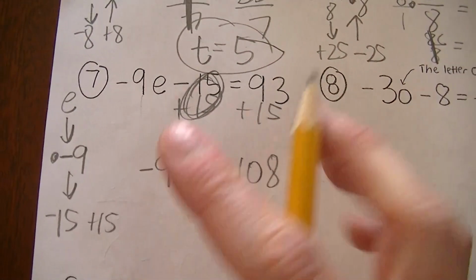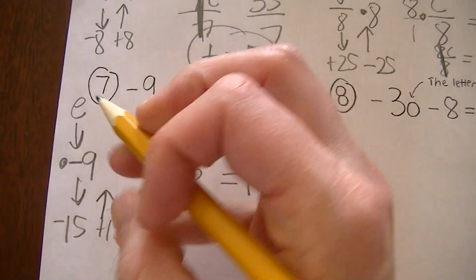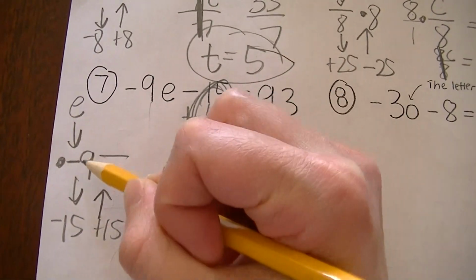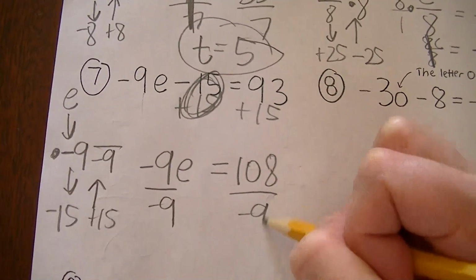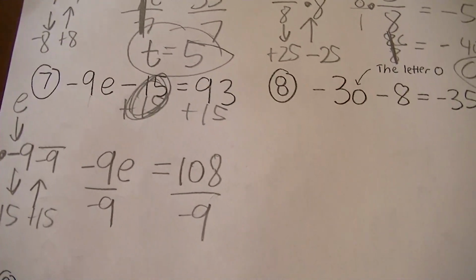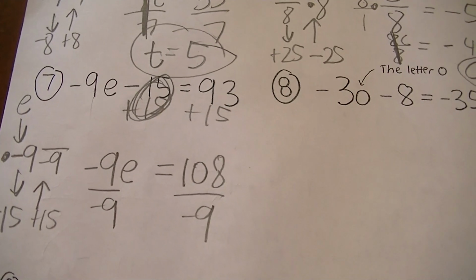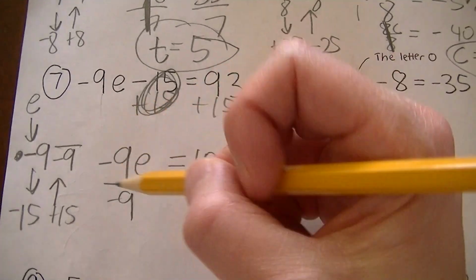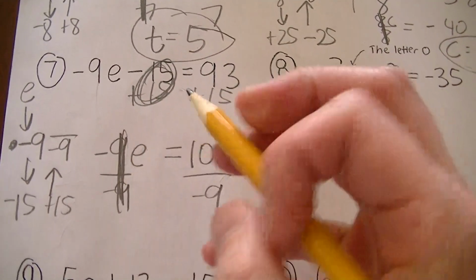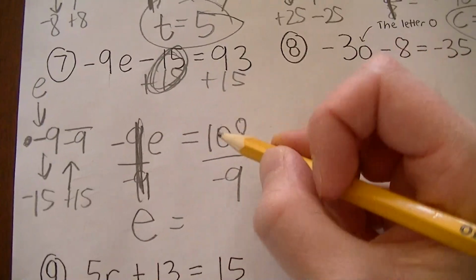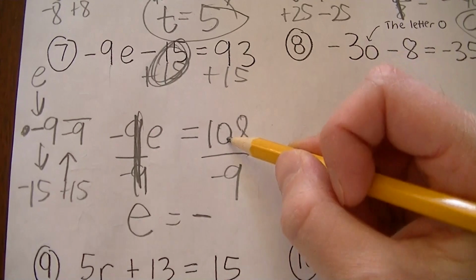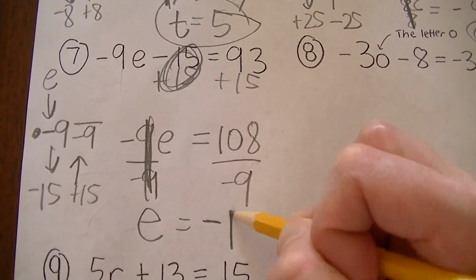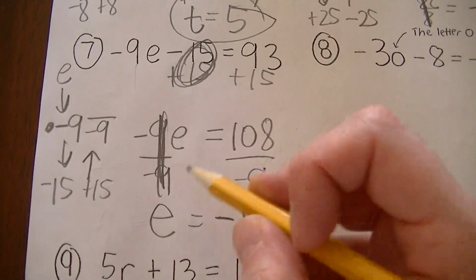Okay, now that you've rewritten it, you can go back up. The opposite of multiply is to divide, so divide by that same number. Divide by negative 9, divide by negative 9. Negative 9 divided by negative 9 is 1. Let's do that. 1e, you can just write e, that's cool. A positive divided by negative is a negative. 108 divided by 9 is 12. So 108 divided by negative 9 is negative 12.